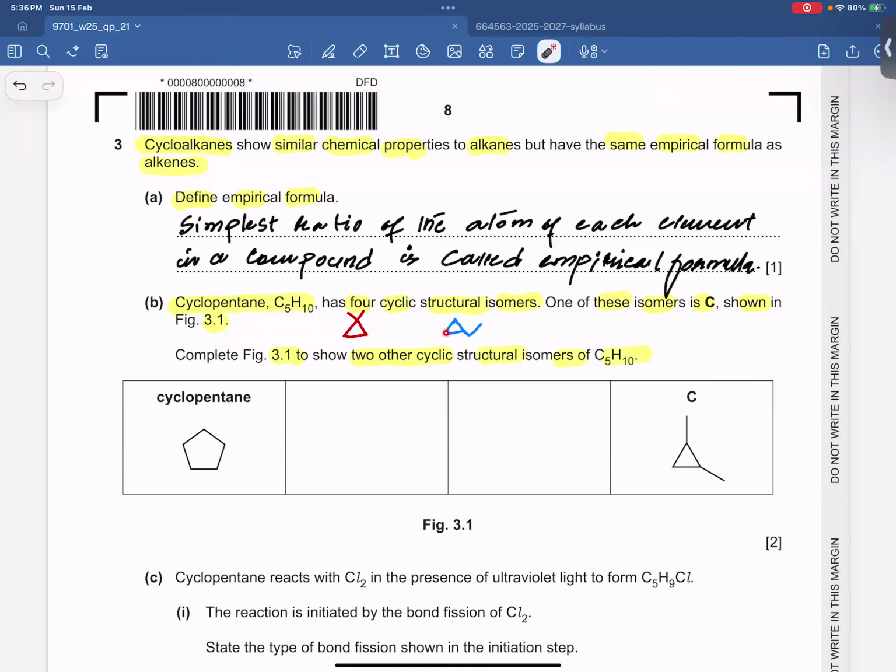So we have 1, 2, 3, 4, 5. So that's also possible. And one more, I believe, cyclobutane with one alkyl group attached. So these are the three possible structural isomers of cyclopentane, and we need to write any two of them. So I'm going to write this one, and I'm going to write this one because these two are very, very simple.